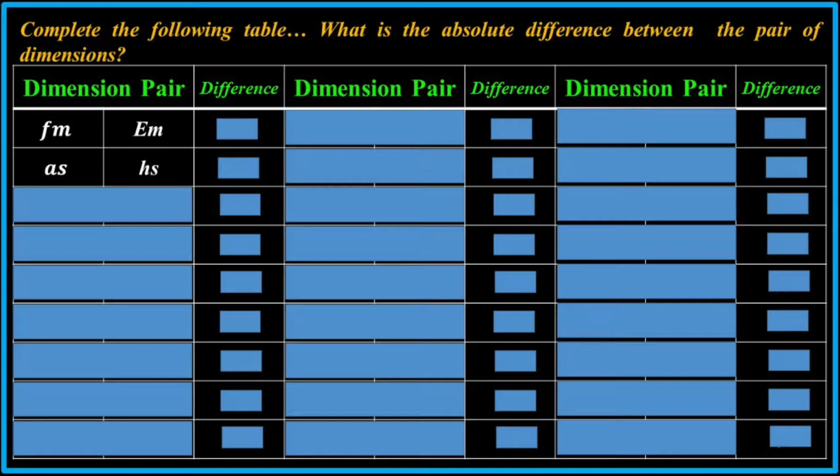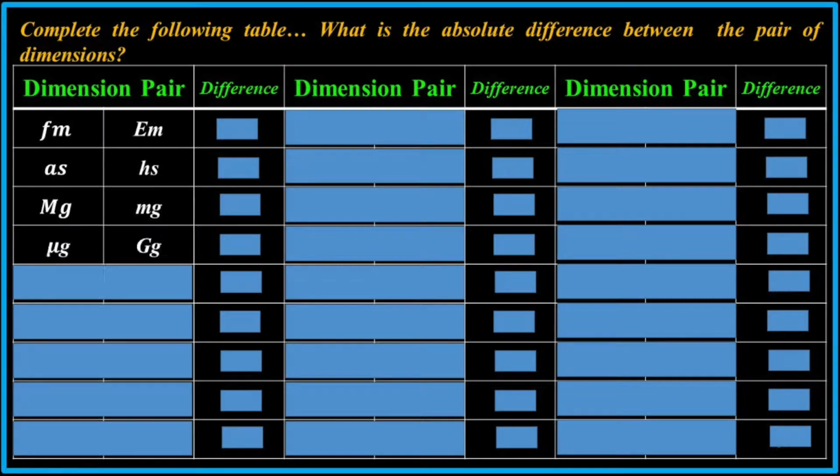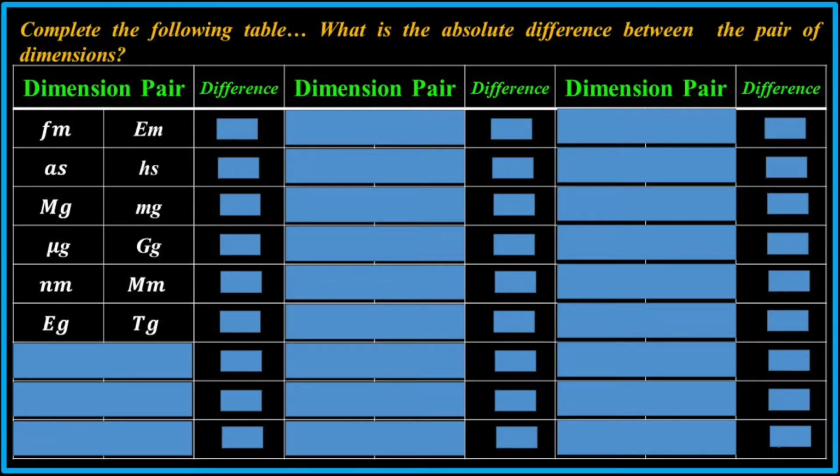For instance, femto to exa would be negative 15 to positive 18. So the absolute difference would be 33. A to H, A is negative 18, and H is positive 2, so that would be 20, the absolute difference. Mega to milli would be 6 and 3, would be 9. Micro to giga, micro would be negative 6 and giga would be positive 9. The absolute difference would be 15, etc.